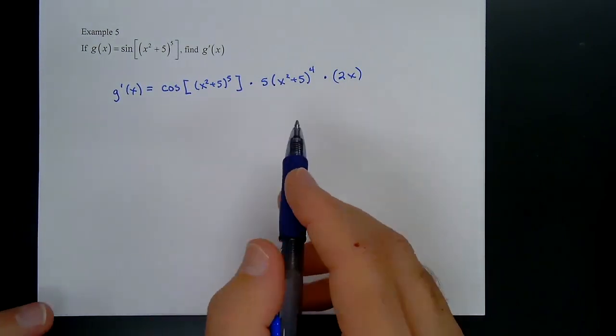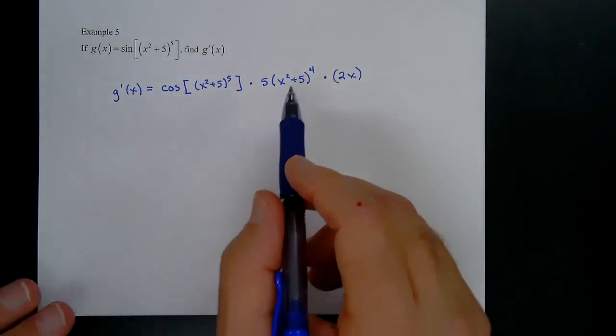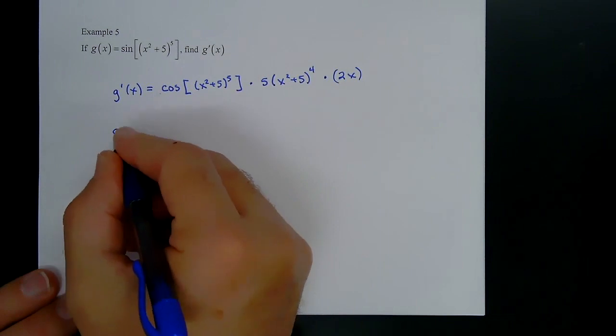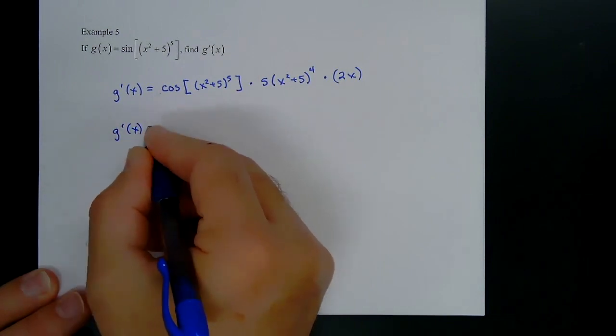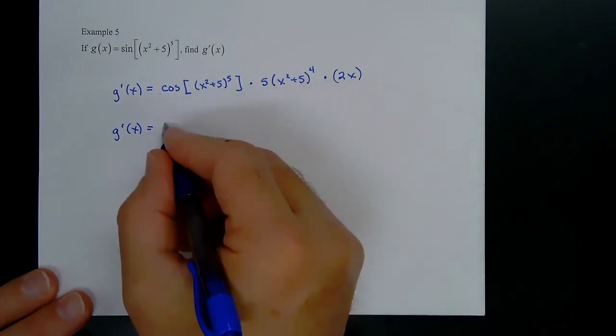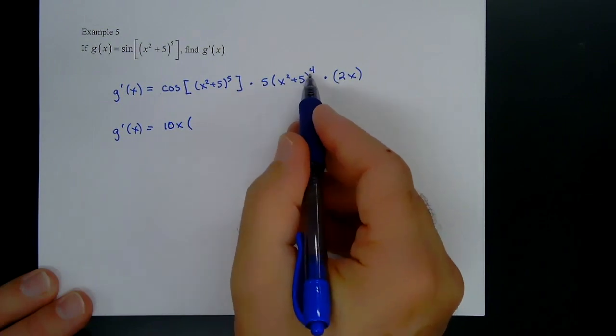All right, I'm going to tell you it's better if we write these two first before the cosine function. So g prime of x becomes, and I would multiply the 5 and the 2x to make 10x. So this becomes 10x times (x squared plus 5) to the 4th.